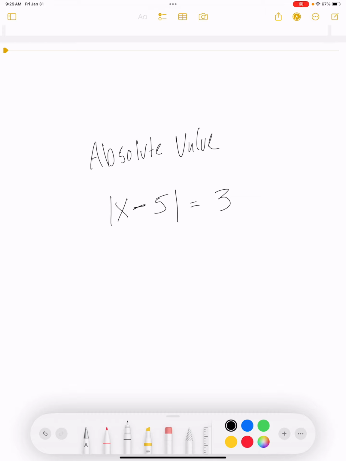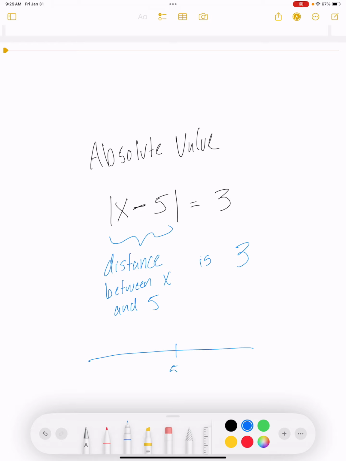And what does this mean, right? This means that the distance, right? Absolute value really represents the distance between two things. The distance between x and 5 is 3, right? So if you think about a number line and we start with 5, and we're trying to figure out what x is, right? We want to solve this, which means find x. So the distance between x and 5 is 3.